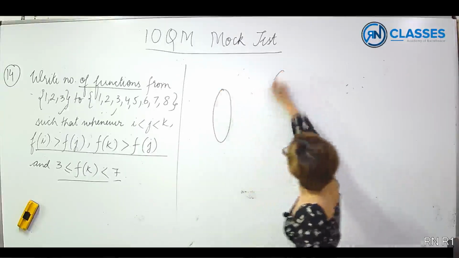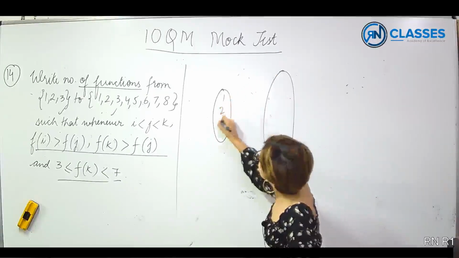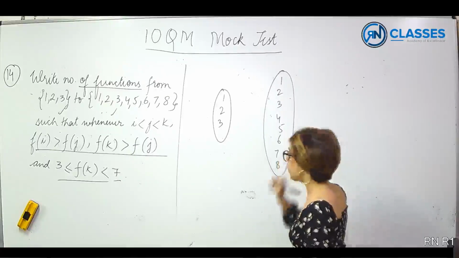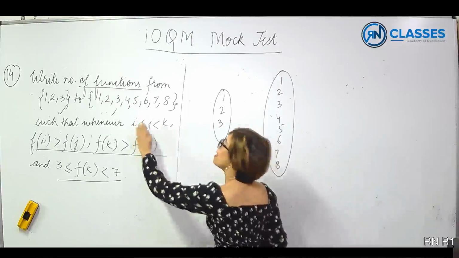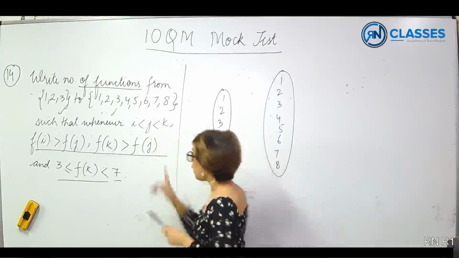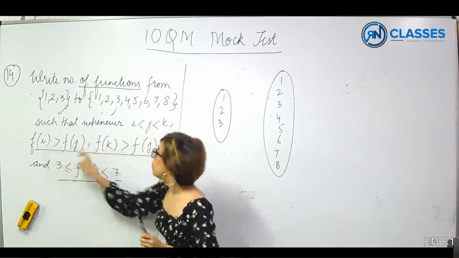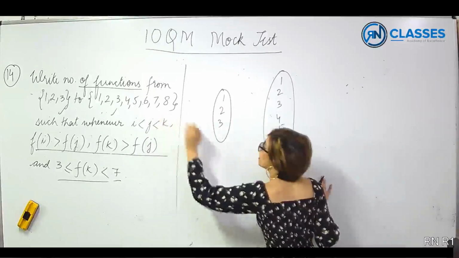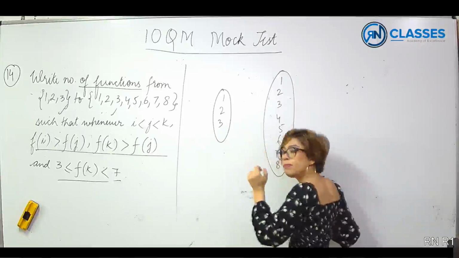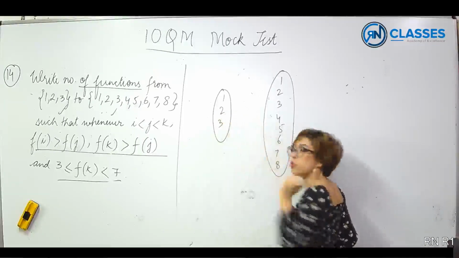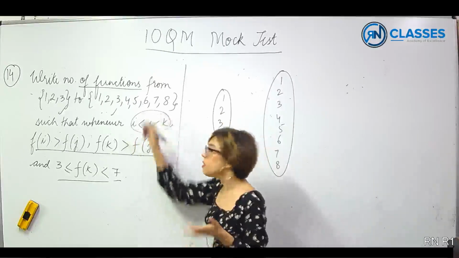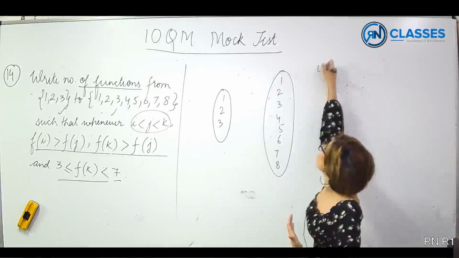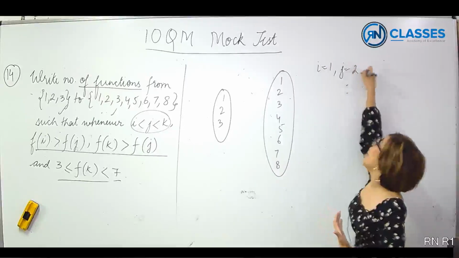So, first set, second set. 1, 2, 3, and this is 1, 2, 3, 4, 5, 6, 7, 8. Now, he says whenever i is less than j, less than k. Right? As you can see, i, j, k will come from this set. Right? So, whenever i less than j, less than k, that means i has to be 1, j has to be 2, and k has to be 3. Because he is talking about these three numbers, right? And they should not be equal to each other, obviously. That means i is equal to 1, j is equal to 2, and k is equal to 3.